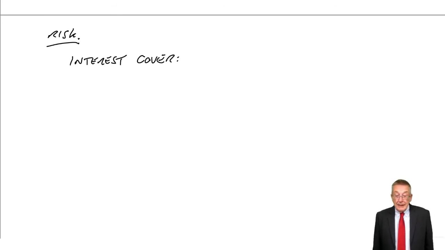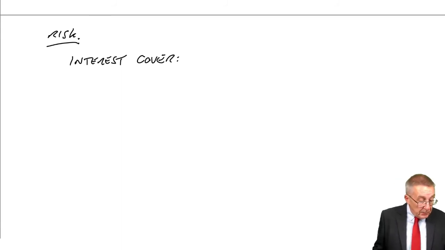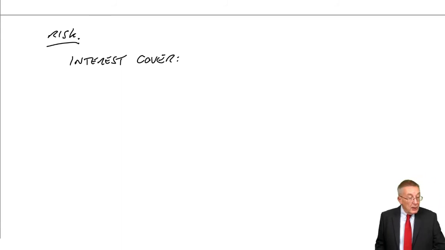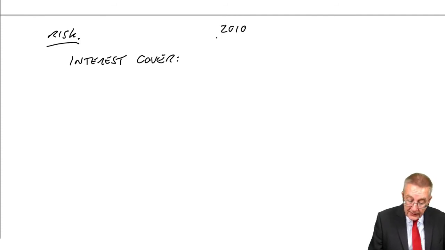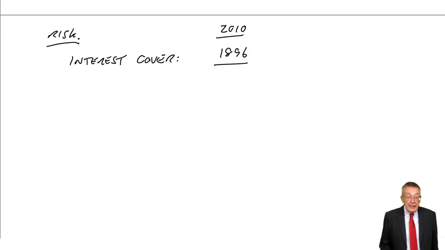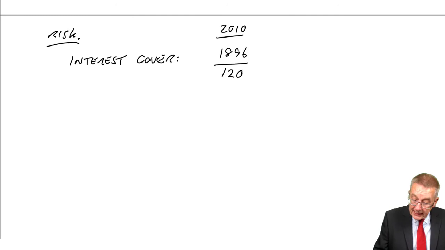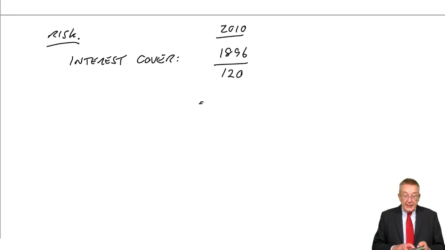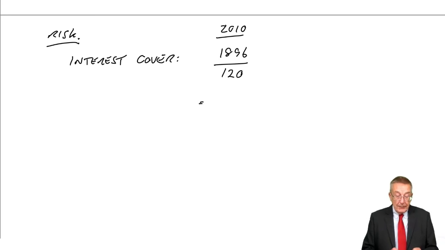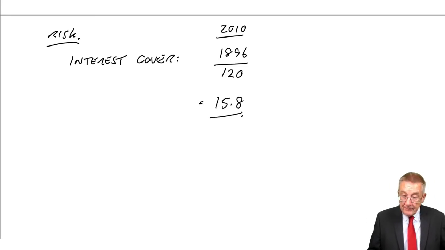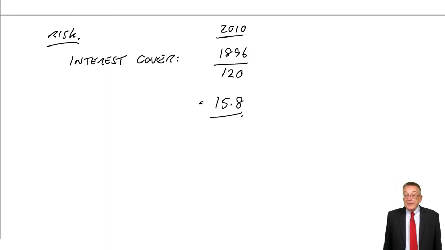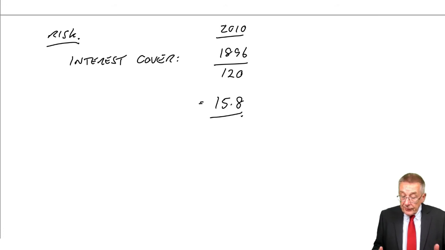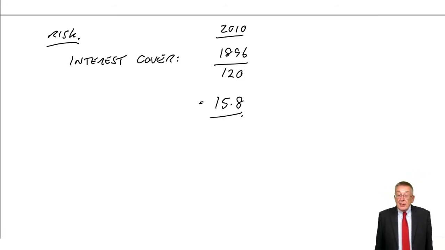They go bankrupt. So for interest cover, we take the profit before interest. The profit from operations in 2010 is 1896. And we divide by the interest. Finance costs is another word for interest. So 120. And 1896 divided by 120 is 15.8. And what does that mean? We'll look at last year in a second, but it does mean that our profits before tax and interest are 16 times the interest.